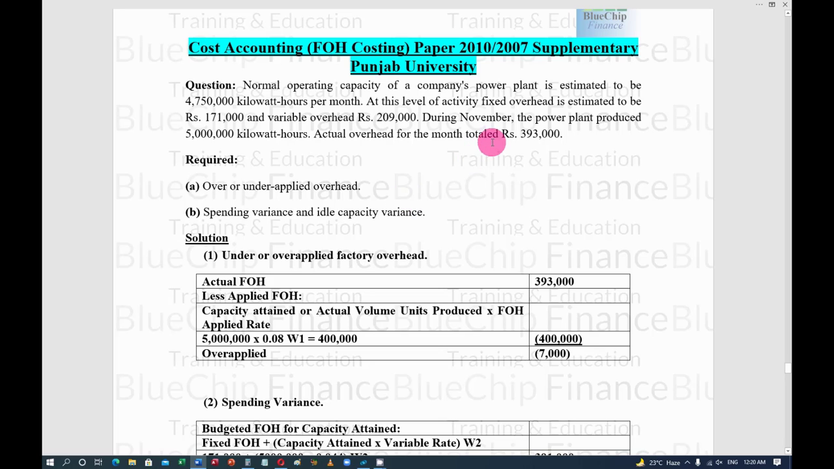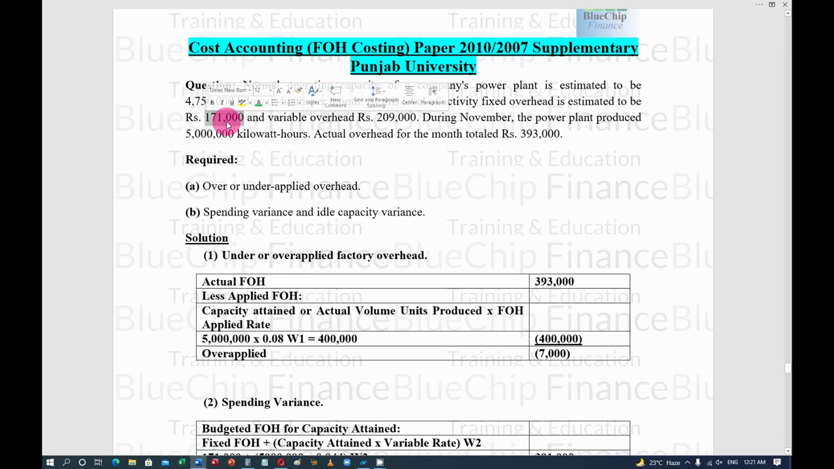If your total budgeted FOH is given and total budgeted capacity is given, just simply divide the two and you can calculate applied FOH. But here you can observe that your budgeted capacity is given, but total FOH is not given. Instead, your fixed budgeted FOH and variable budgeted FOH are given. So simply just add up these two, fixed and variable, which equals total FOH.